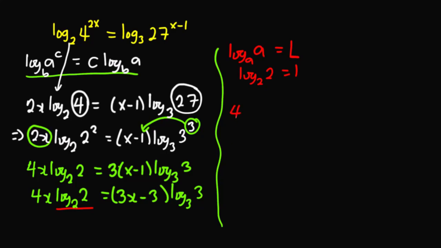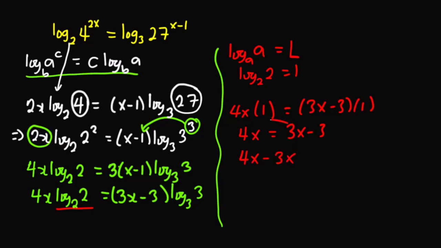So in this case, we are going to have 4x times 1 is equal to 3x minus 3 also times 1. So we'll be left with 4x is equal to 3x minus 3. Now I'm going to group like terms, bringing all x to one side. So I will be left with 4x minus 3x, and that gives x is equal to negative 3. x is equal to negative 3.